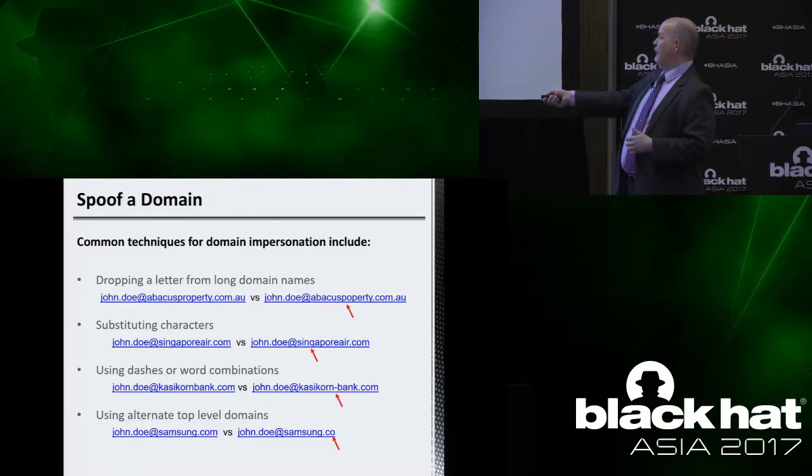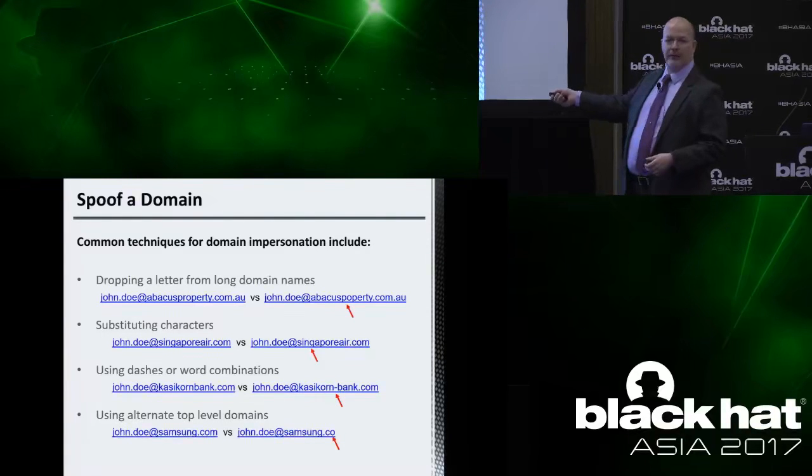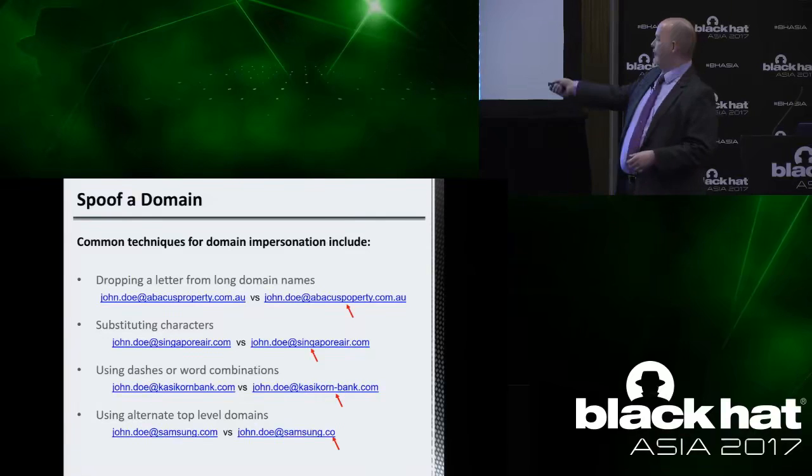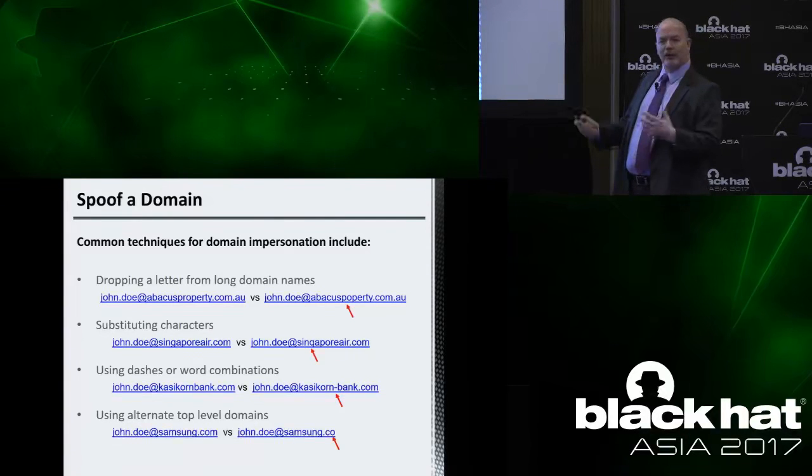And the other is, they'll do stuff with the end of the domain, right? Instead of .com, they'll use .co, which is Colombia's national domain registry. So they'll say .co. Now you'd think that this is something people would catch, and a lot of the time they do, but it's close enough.